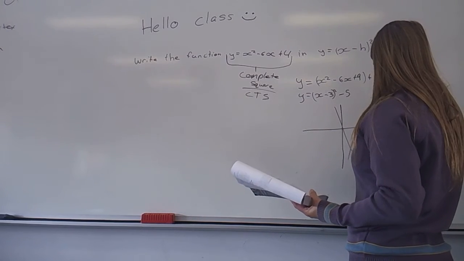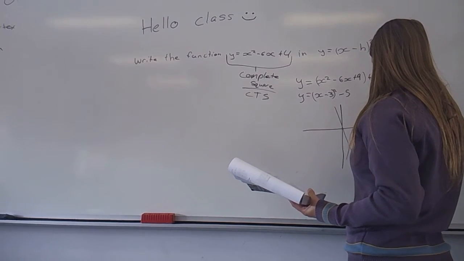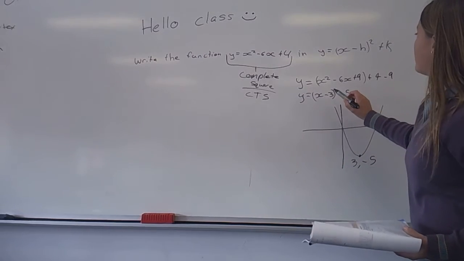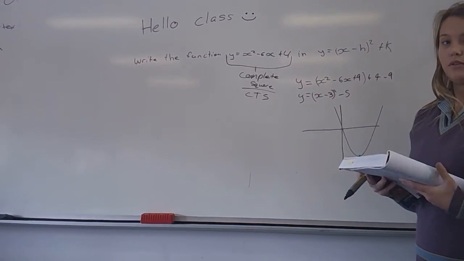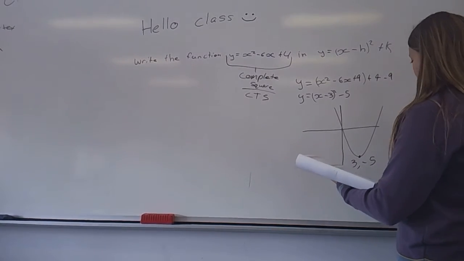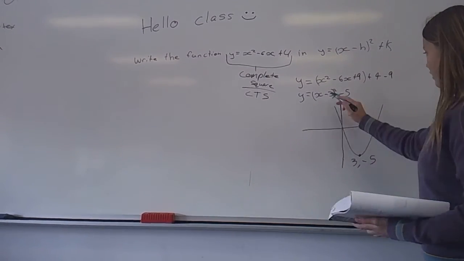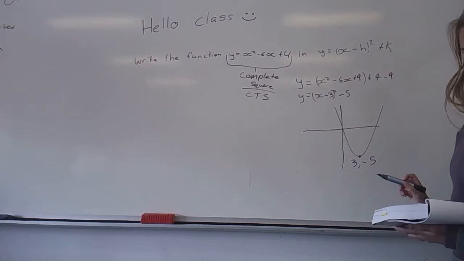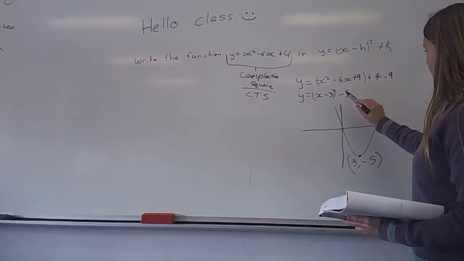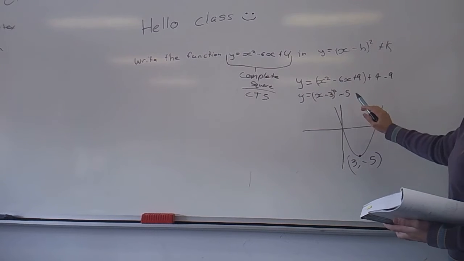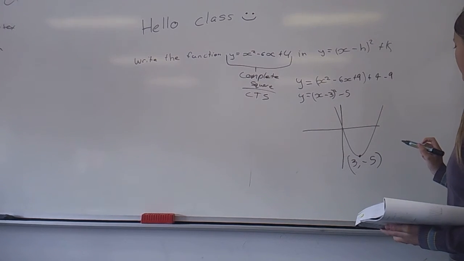3 and minus 5. So it's counterintuitive. The h value is counterintuitive, meaning the operations are opposite to how it is sketched onto the graph. Except k is intuitive.